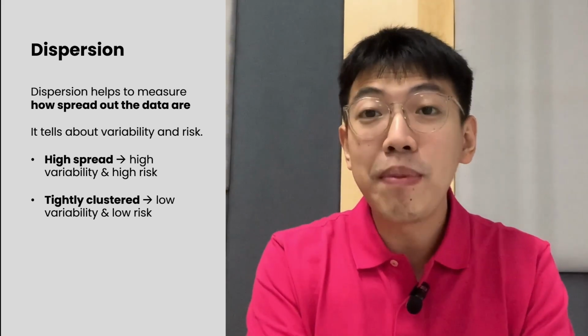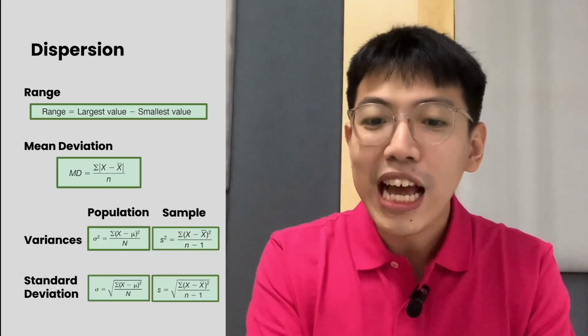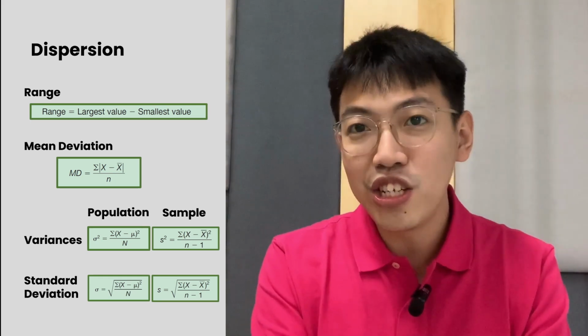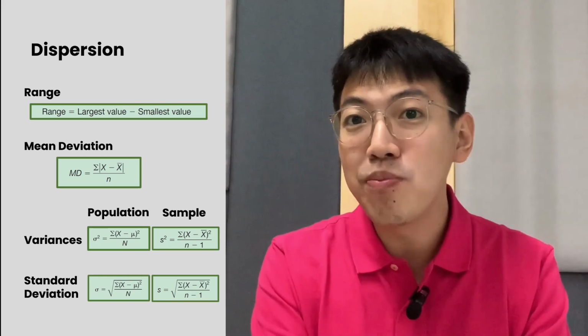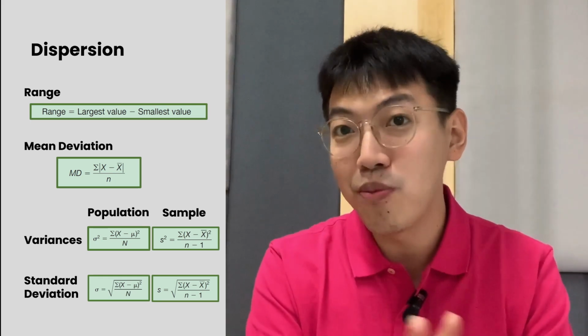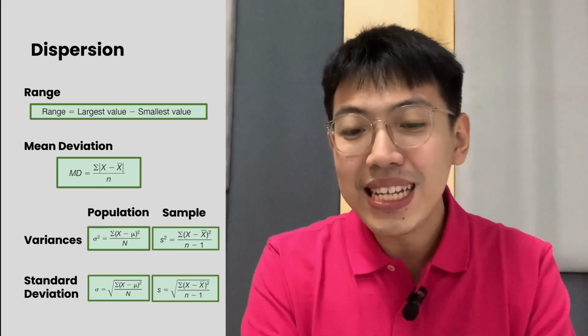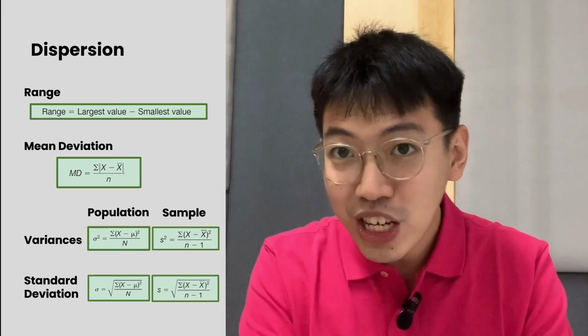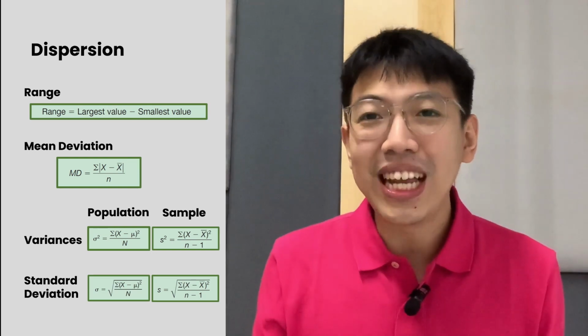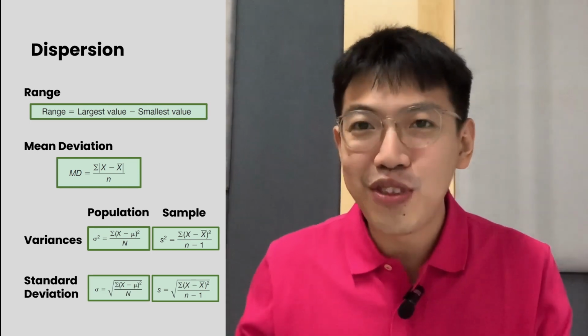There are several measurements that we can use. Range is the largest value, or maximum value, minus the smallest value, or minimum value. Mean deviation, variance, and also standard deviation. Standard deviation is the square root of the variance.